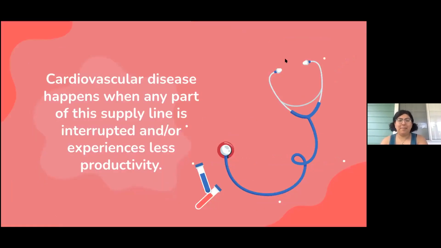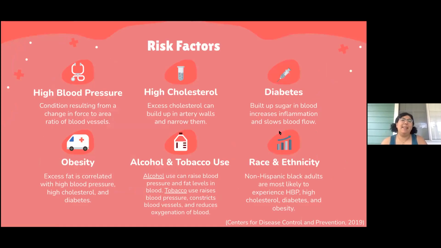Cardiovascular disease happens when any part of the supply line is interrupted or is less productive. In the next slide, we're going to go over some risk factors for what can cause that to happen. First is high blood pressure, which I know is a fairly vague term that we can keep really concrete.